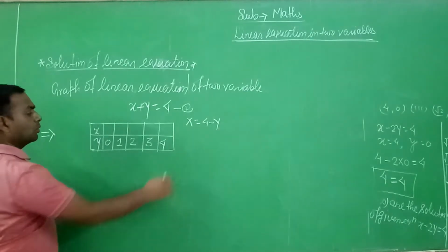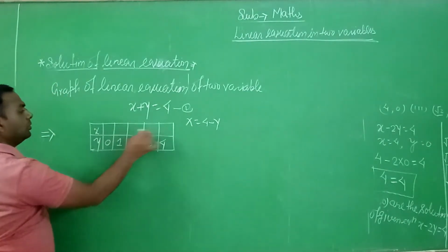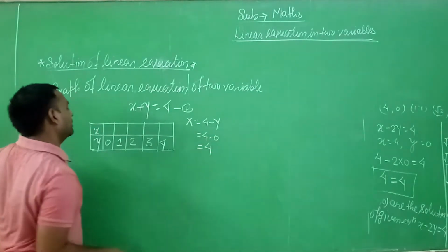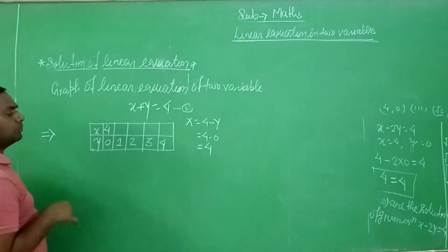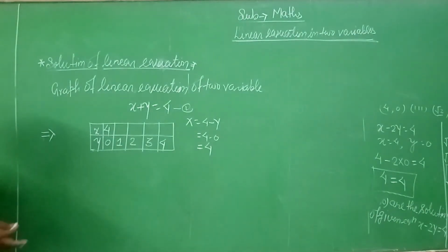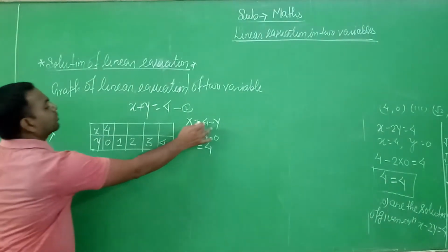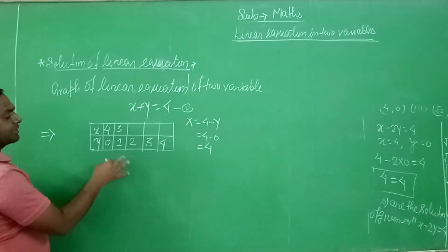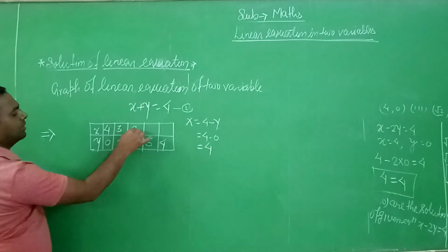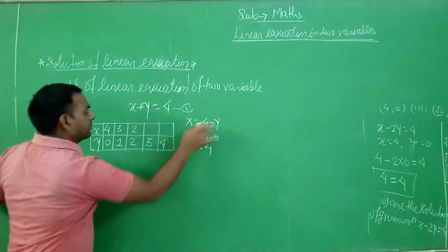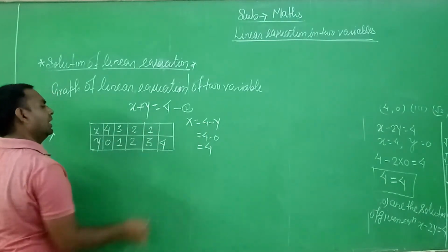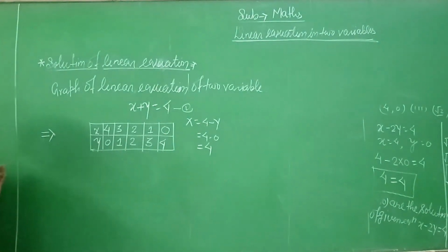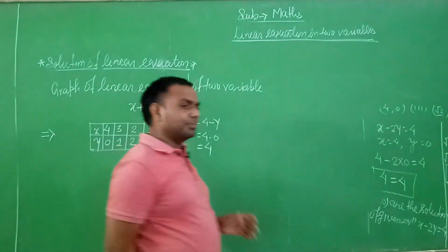If I put y is equal to 0, then x is equal to 4 minus 0, which is 4. If I put y is equal to 1, then 4 minus 1 is equal to 3. If y is equal to 2, 4 minus 2 is equal to 2. Y is equal to 3, 4 minus 3 is equal to 1, and 4 minus 4 is equal to 0. So here are the various values of x and y.